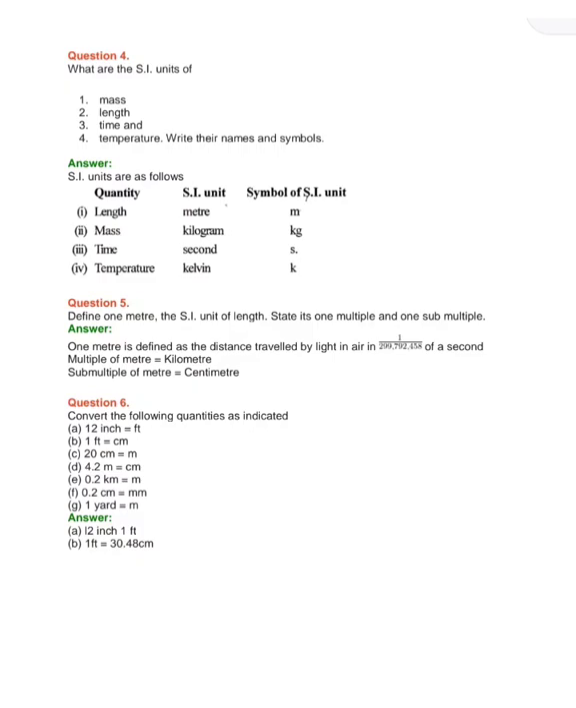Question number 5. Define 1 meter, the SI unit of length. State its 1 multiple and 1 submultiple. Answer. 1 meter is defined as the distance traveled by light in air in 1 divided by, just make a note of this number, 299,792,458 of a second. Multiple of meter is kilometer, submultiple of meter is centimeter. Question number 6. Convert the following quantities as directed.